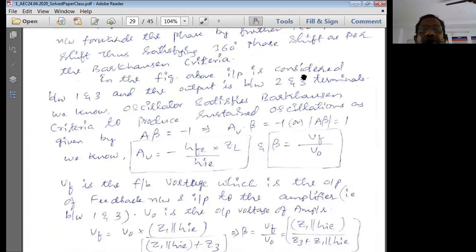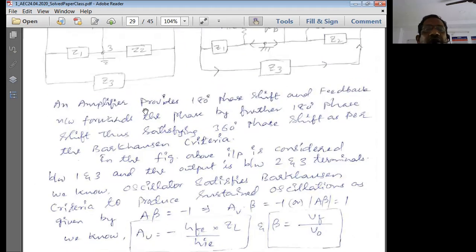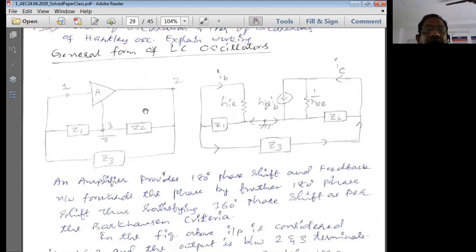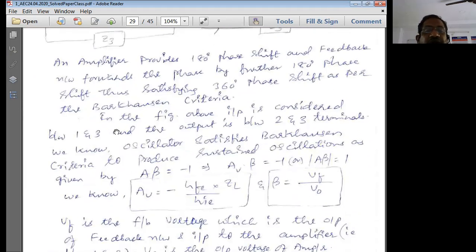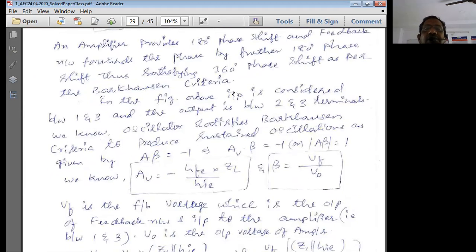So in the above figure, the input is considered between, this is important, what are the input terminals? The input terminals are 1 and 3. 3 is anyway common, ground. 1 is the input terminal, 2 is the output terminal. So what are the two output terminals? 2 and 3. Input terminals 1 and 3. So that is important. Therefore, the input is considered between 1 and 3, and the output is considered between 2 and 3 terminals.